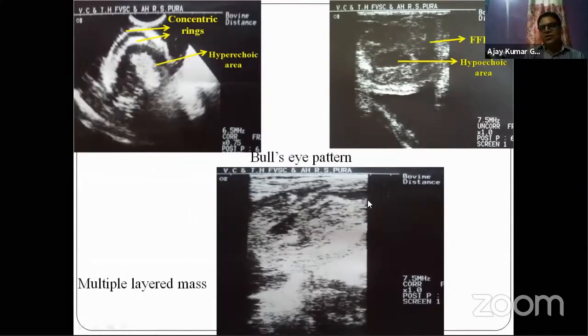And this is the scan showing the longitudinal section of intussusception, where you see multiple layers of intestine. Normally, a single intussusception will have 6 layers of intestine, but they cannot be detected clearly in bovines as you detect them in small animals. However, detection of multiple layers of intestine like this will confirm that it is intussusception.